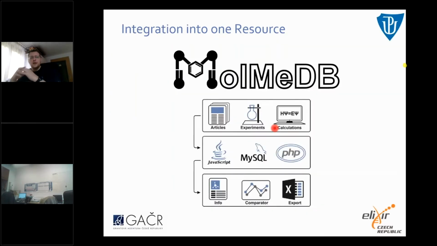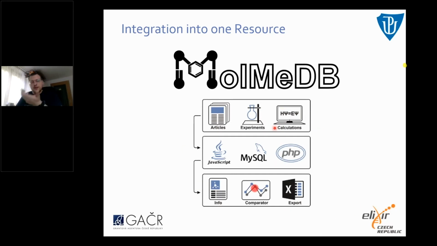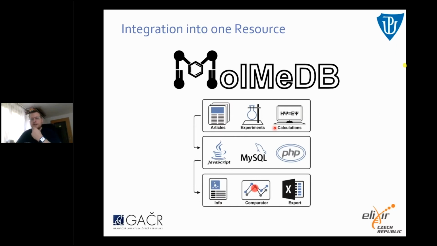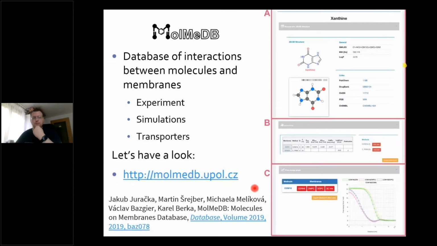So for this reason, we started to integrate everything into one resource. That resource we called MolMeDB, Molecules on Membranes Database. Here we combine the data from articles, experiments, and our own calculations to generate a database that provides those data in a similar and comparable manner for each compound and experiment. So what do we have? We have a database where we have the interactions stored for molecules from experiments, simulations, and now also for transporters. So let's have a look.